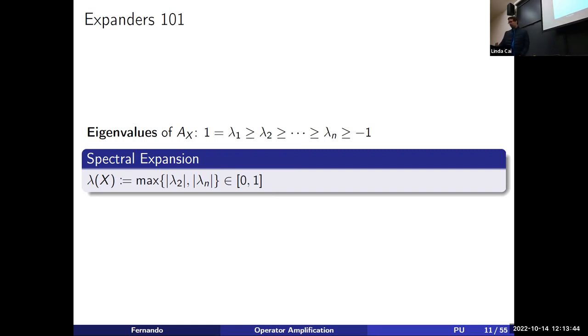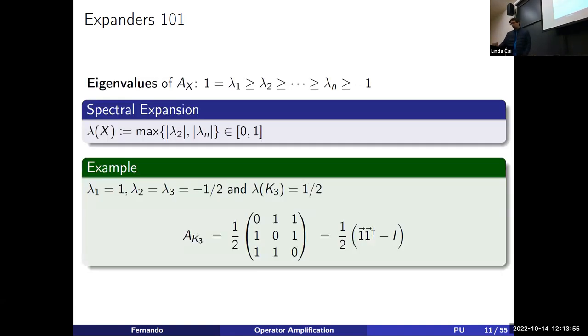This gives us a number between zero and one, and this is called the spectral expansion, or the two-sided spectral expansion, because you're looking at lambda two and lambda n. Okay? And for this, in the example of a triangle, what do we have?